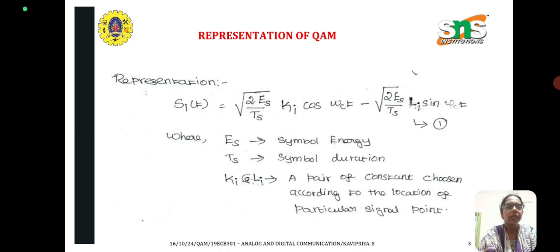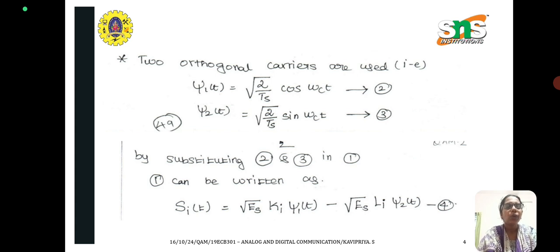This is a representation of the quadrature amplitude modulation signal. It is represented as Si(t) = square root of 2Es/Ts Ki cos(omega ct) minus square root of 2Es/Ts Li sin(omega ct), where Es is the symbol energy and Ts is the symbol duration. Ki and Li are a pair of constants chosen according to the location of a particular signal point. Two orthogonal carrier signals are used here, represented as psi1(t) and psi2(t).